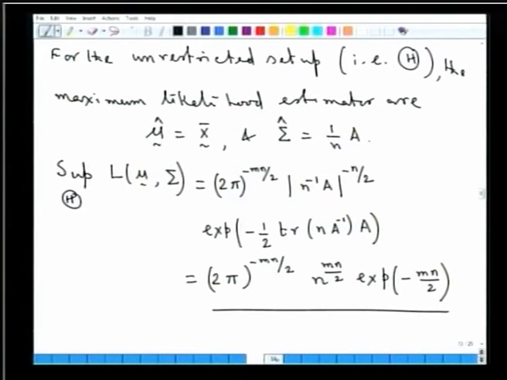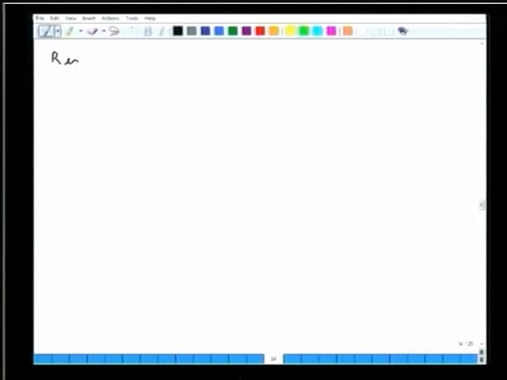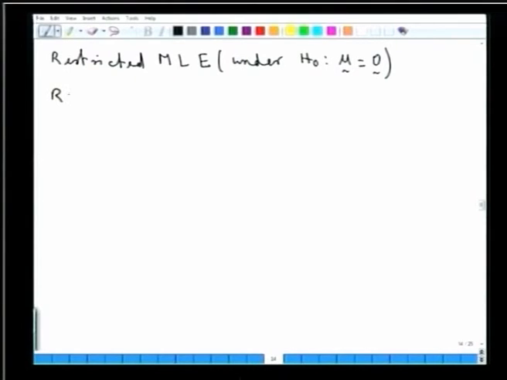Now we have to obtain also the supremum of this likelihood function under the restriction that H naught: mu equal to mu naught. So we will have to work out also that restricted MLE, restricted under the setup that H naught: mu equal to a null vector. The same procedure would be followed if we have, instead of this null vector, any other specified vector mu naught to be the null hypothesis point. Now in order to find out the restricted MLE, we will have to look at the restricted likelihood.